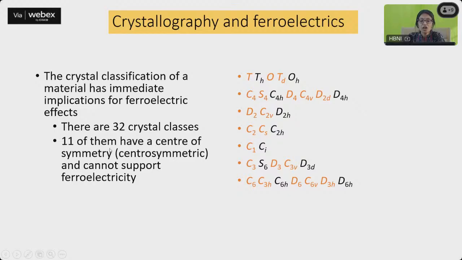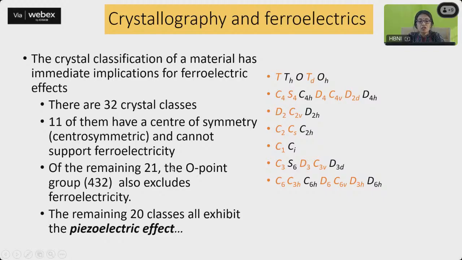So out of them, 11 have a center of symmetry. So they are centrosymmetric and they will not support ferroelectricity. Those 11 are given in black over here, as you can see. Now of the remaining 21, the O point group also excludes ferroelectricity. So you don't see ferroelectricity for that group also.